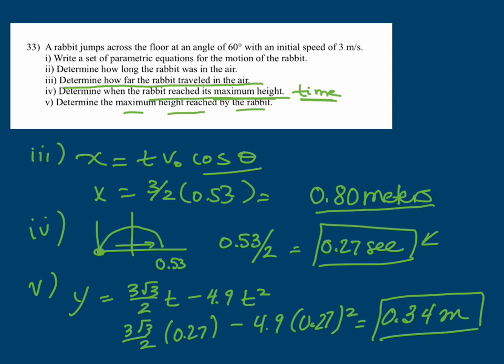And let's double check we've done everything right. We wrote the equations. How long was the rabbit in the air? That was time. We did time. How far was it? That's x. When was it at some maximum height? That was the time halfway through. And then determine the maximum height. That was y. So that's how you do that one. There will be one like that on there. Very similar. So this was the review session.